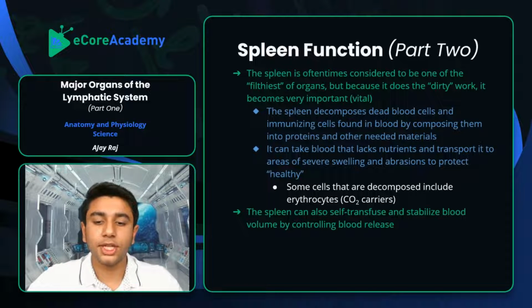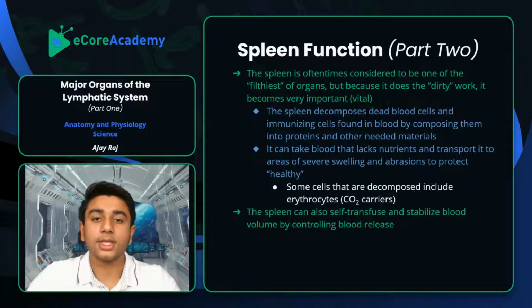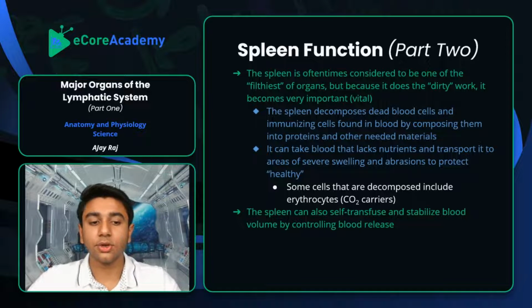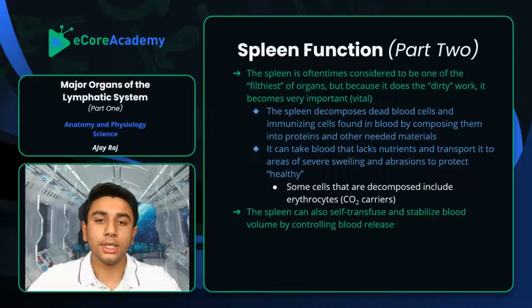So it can also have that response as well. And some cells that are decomposed in the actual spleen itself include erythrocytes, which are special types of blood cells that are carbon dioxide carriers. And these carbon dioxide carriers obviously help with transporting carbon dioxide outside of the body and carrying it back to the lungs so that it can be exhaled. So those are examples of some of the blood cells that are decomposed and turned into, it has to do with protein synthesis in that manner.